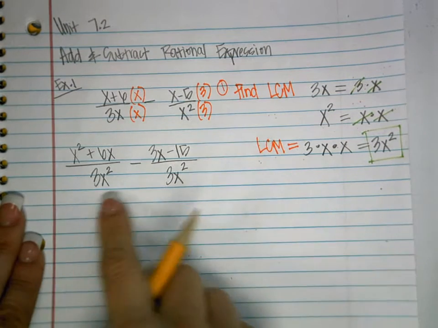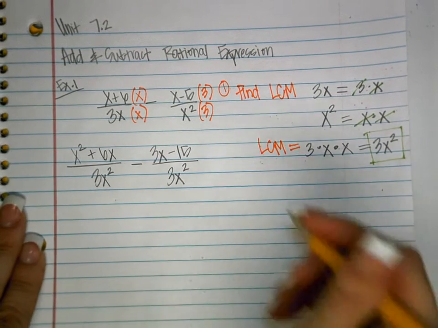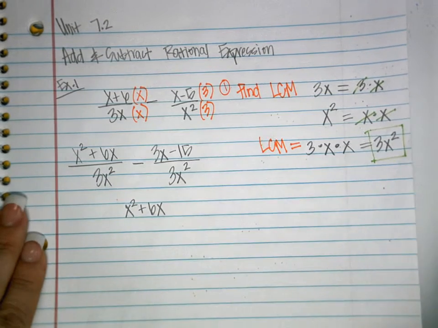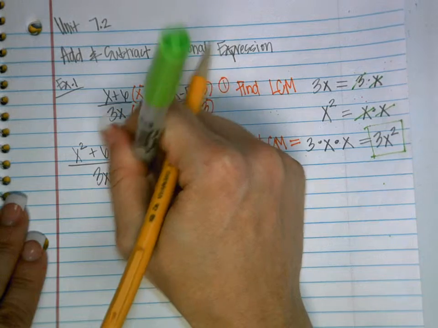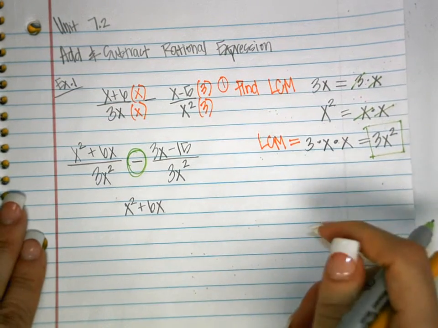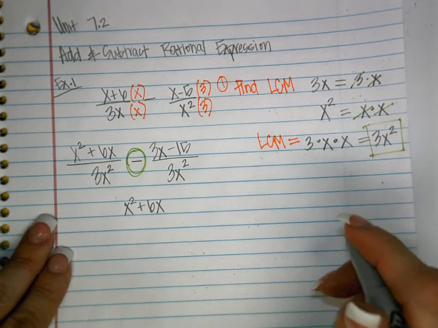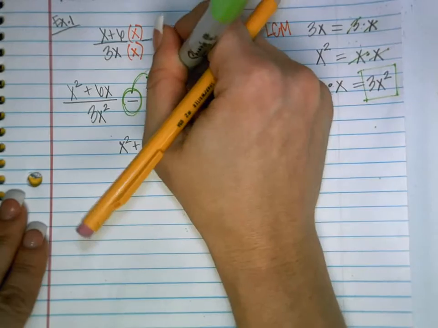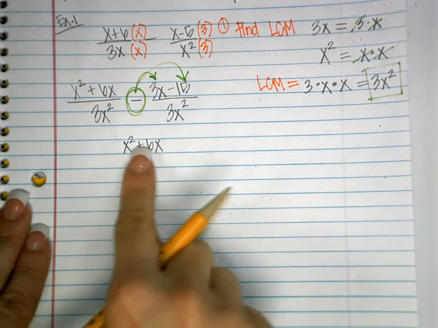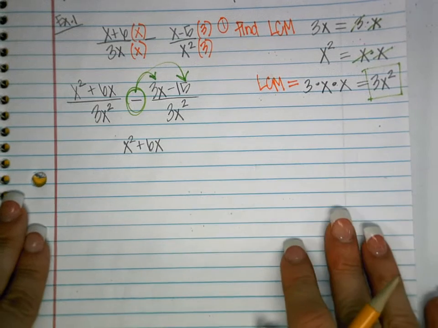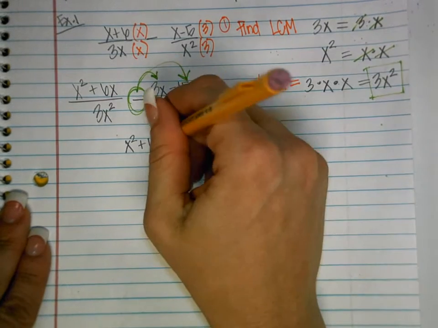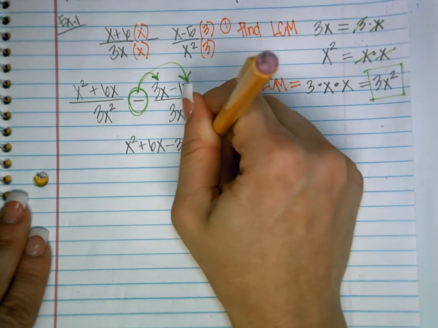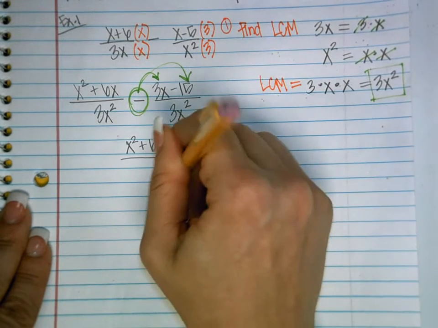Now that I have the same denominator, I want you to write everything all over one fraction. So x squared plus 6x. Now, what is this negative? What does it belong to? Does it just go to the 3? No. This has to be distributed to both. So when you write it all over one fraction, make sure you distribute if you have any negatives there. So minus 3x, and negative negative gives you plus 15, all over 3x squared.